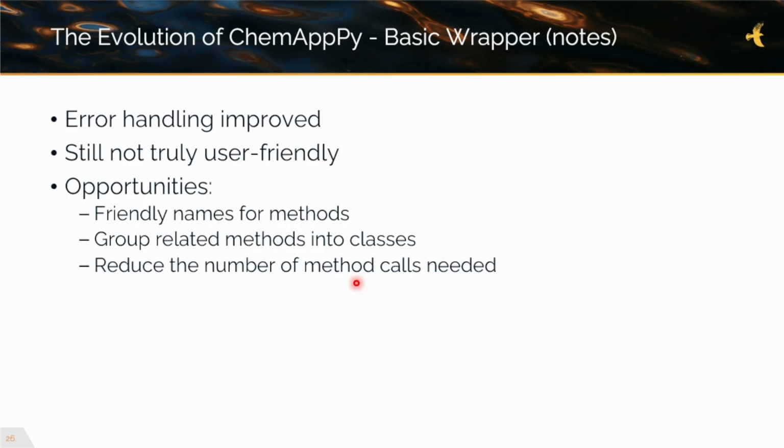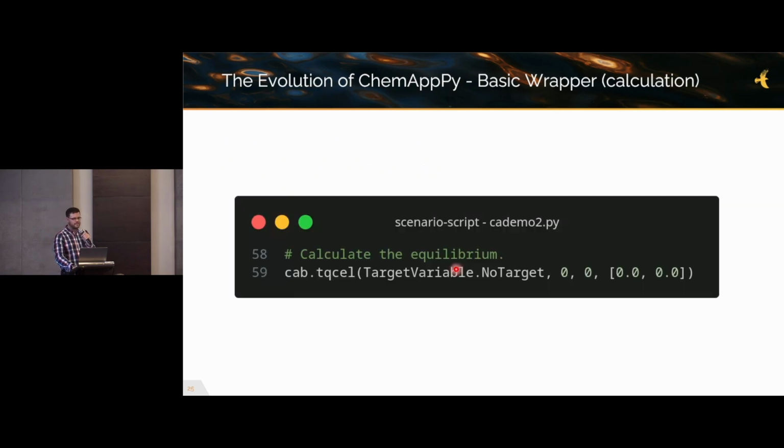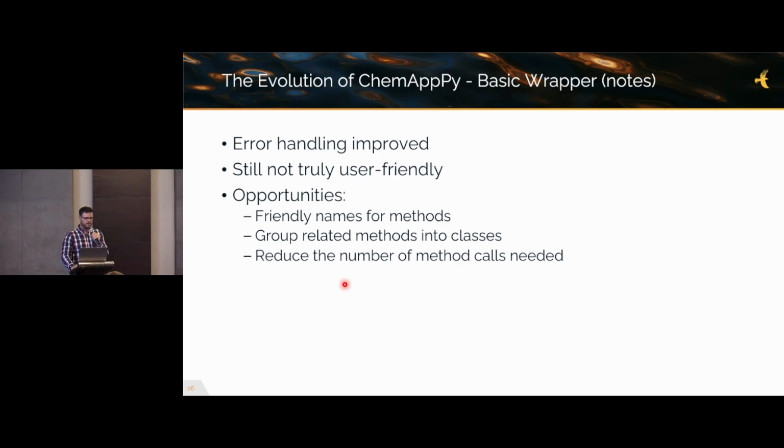Okay, so we've got a little bit better error handling. We don't have to check our code every single time that it returns a call. It's still not truly user-friendly. We've still got these TQ, CEL kinds of endpoints, which in this case would have meant TQ, calculate equilibrium, list results. Mouthful.